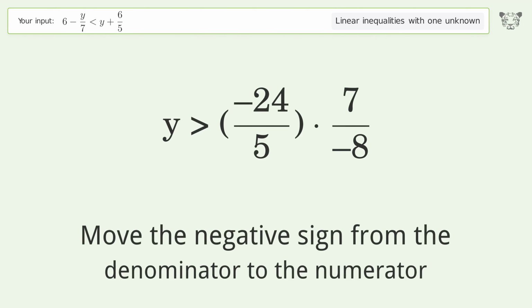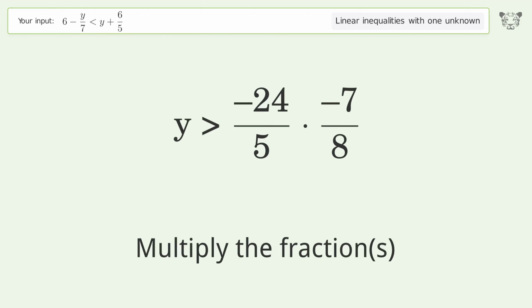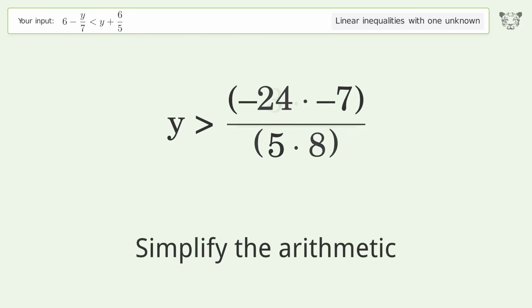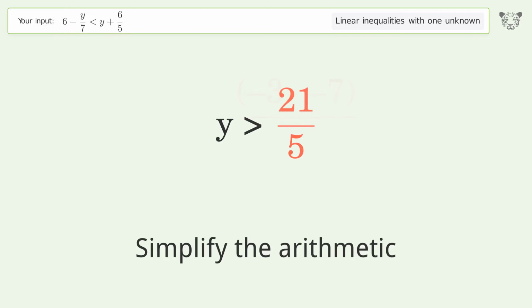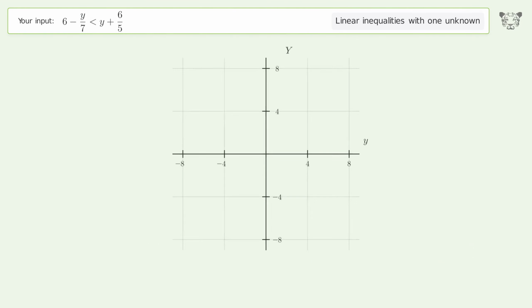Move the negative sign from the denominator to the numerator. Multiply the fractions. Simplify the arithmetic. Plot the solution on a coordinate grid. And so the final result is y greater than 21 over 5 greater than 41 over 5.